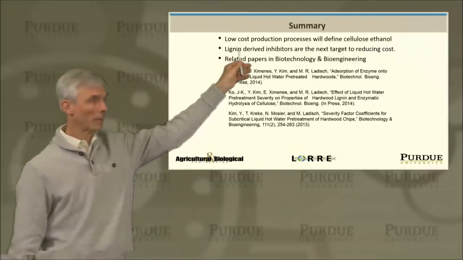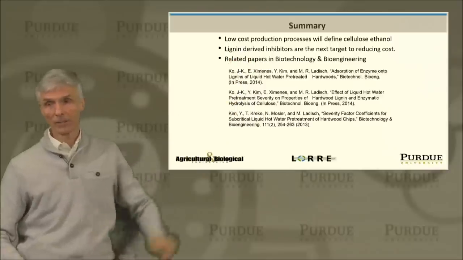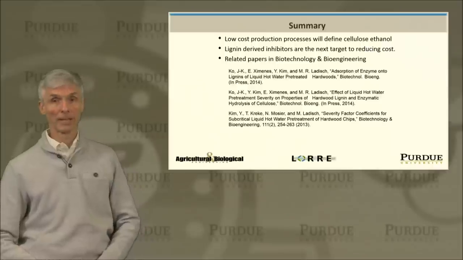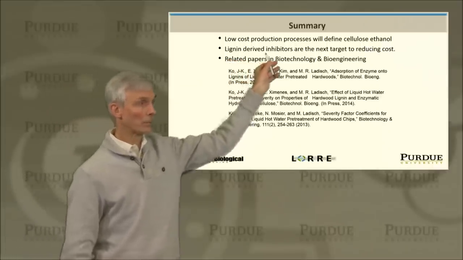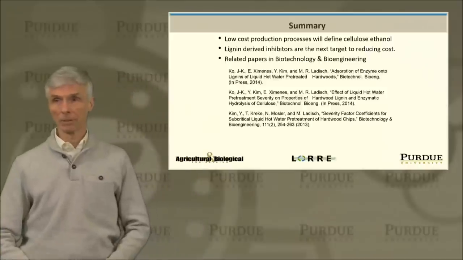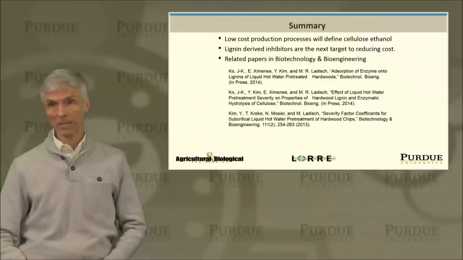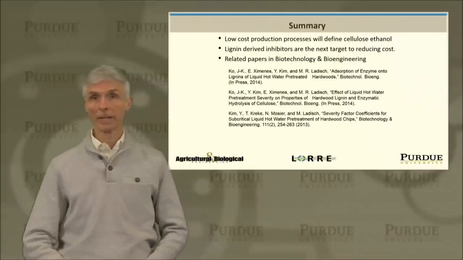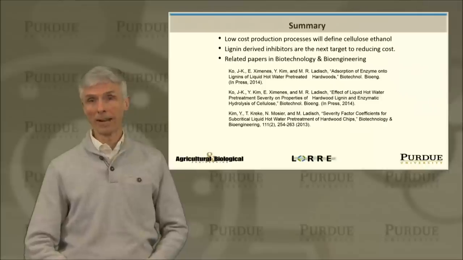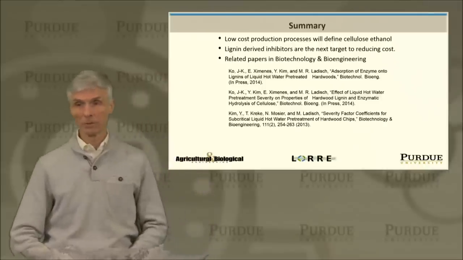And so in summary, what these papers show is that low-cost production processes will define cellulosic ethanol. That's known and has been described by others. And that lignin-derived inhibitors are the next target, I think, to reducing costs. We're not going to use BSA in the process. We use BSA in our research because the properties are known, the molecular weight is defined, and we know what sorts of interactions we would expect. But this gives us some information on what to do next.